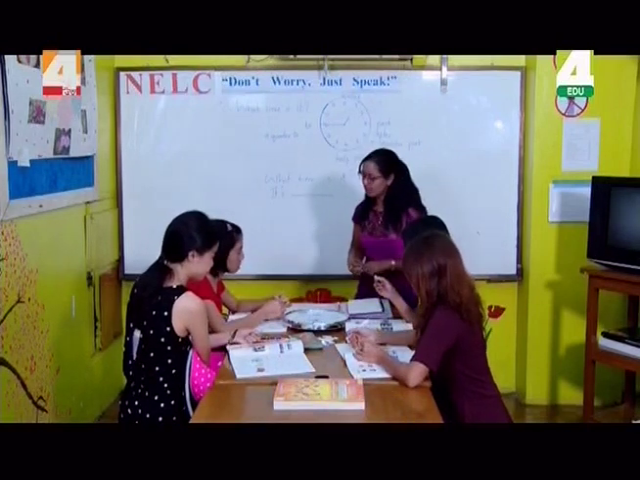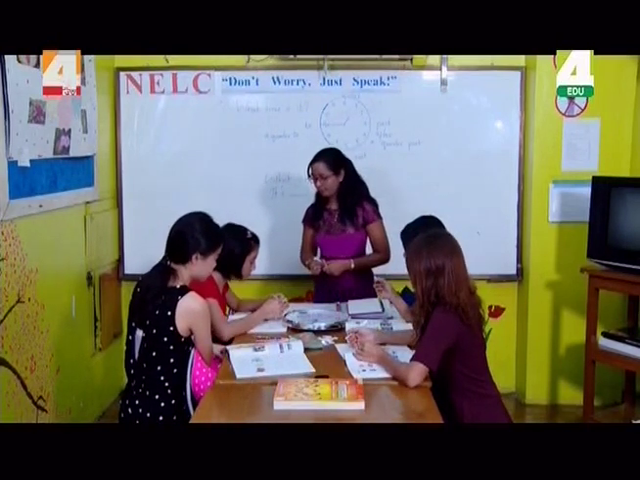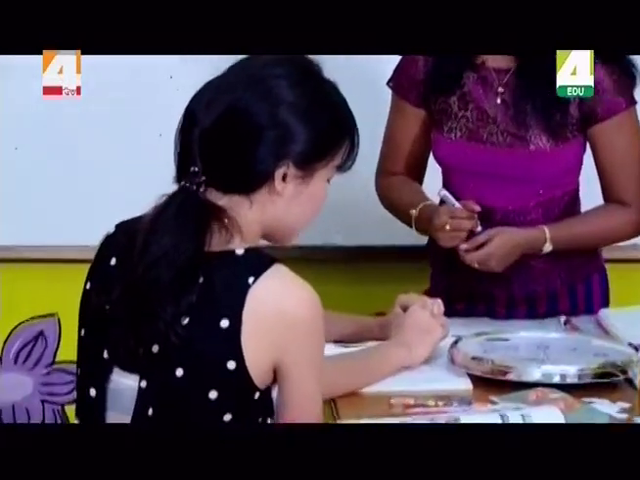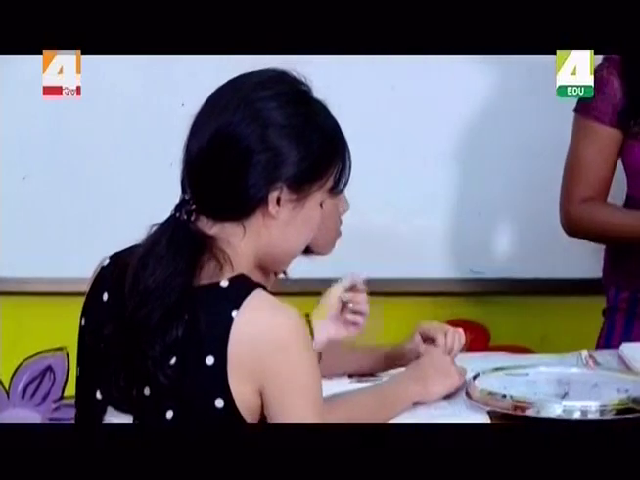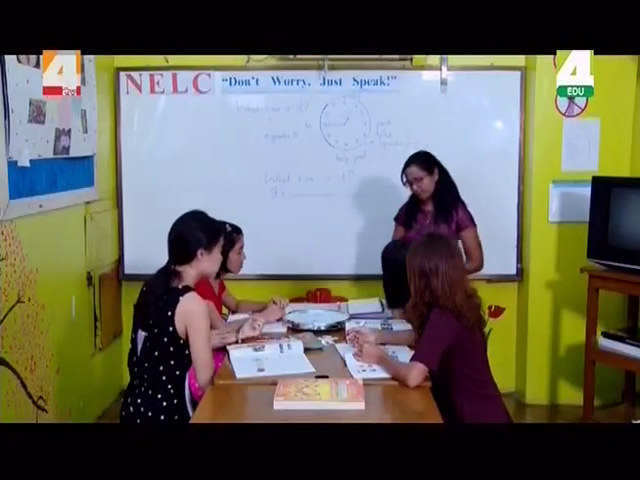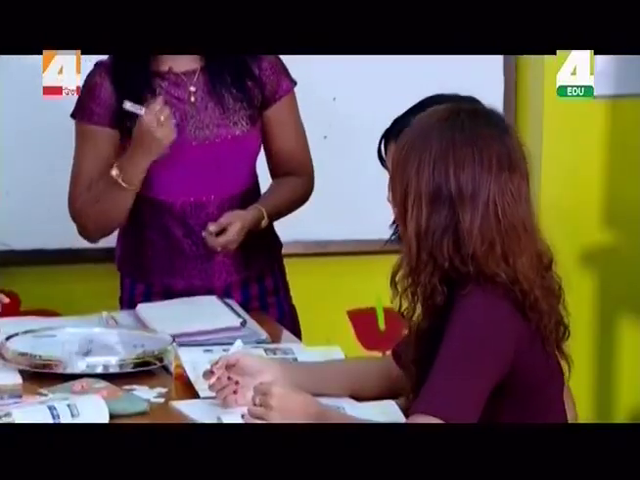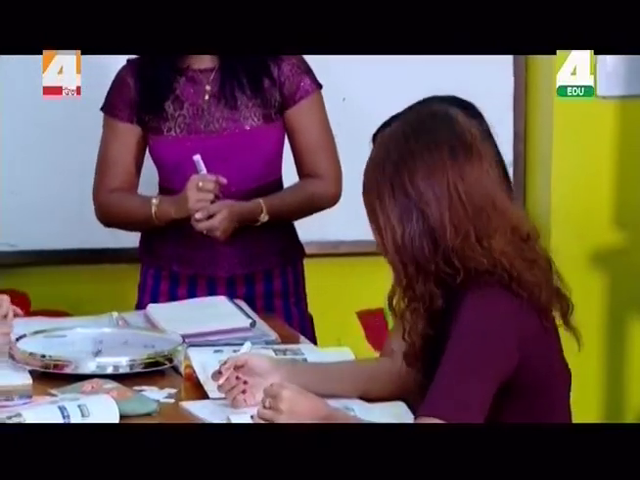So what time is it now? It's a quarter past 2. Very good. What time is it now? It's 10 to 1. What time is it now? It's half past 1. Very good. What time is it now? It is 1 o'clock. Now you know, right, how to tell the time.